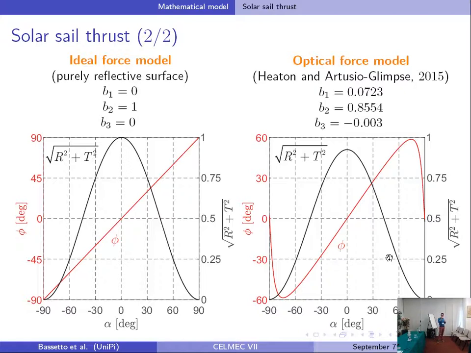As regards the dimensionless thrust modulus, the square root of r squared plus t squared, it has a maximum value when alpha is equal to 0 for both cases, but you can see that for an ideal force model, the maximum value is equal to 1, while for an optical one, the maximum value is about 0.9.